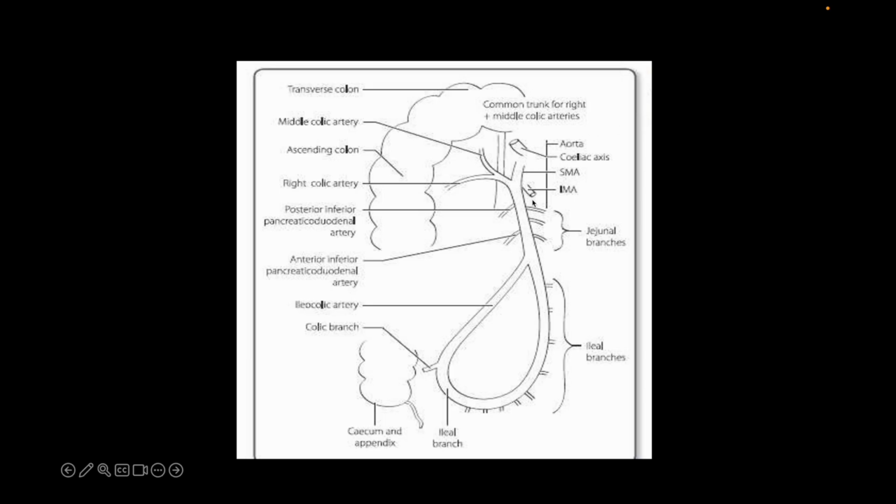So this is a nice schematic that it's worth remembering. So this thing is the abdominal aorta, celiac axis has been cut, SMA is here, IMA has been cut. So SMA, the first branches are the middle colic artery, the right colic artery, the ileocolic artery, and then you've got jejunal and ileal branches as well.